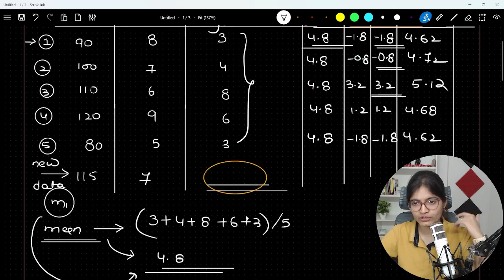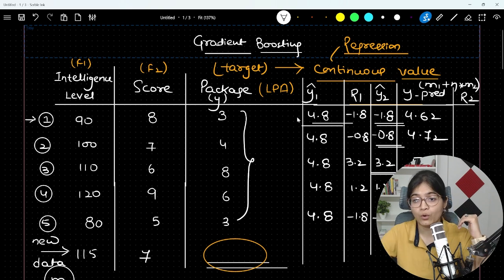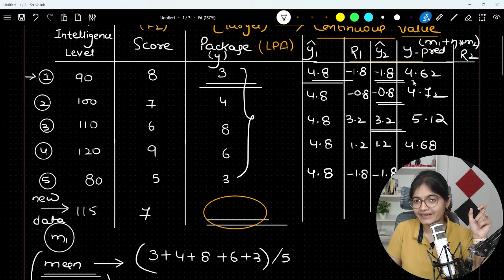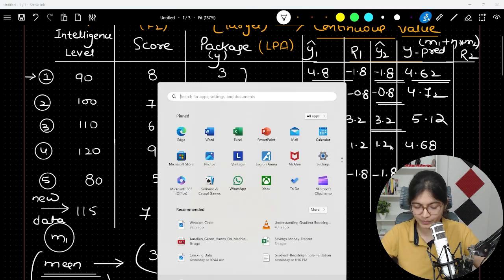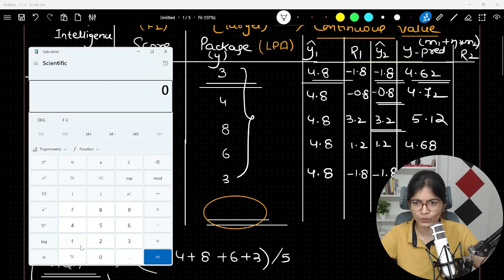So what will happen for model M3? Again you will evaluate the residual R2. How will you evaluate R2? Again you find the difference between the actual and the next predicted value that we are getting. So it is 3 minus 4.62. After combination of M1 and M2, the prediction is 4.62. 3 minus 4.62 will come out to be a negative number.